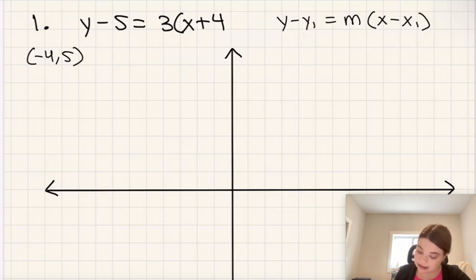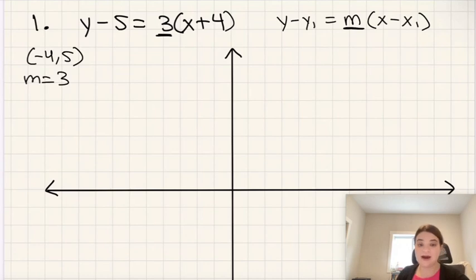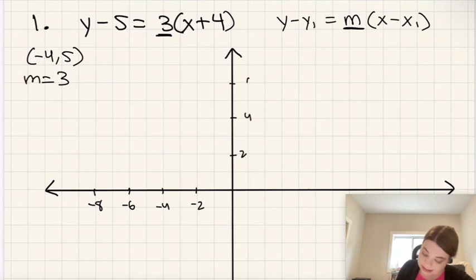And what about the slope? What is the slope in this case? Well, slope is the value right here. It's 3. So now let's get into graphing this. I'm going to label a couple of my points here: -2, -4, -6, -8, 2, 4, 6, 8, like that. So -4, 5 would be right here. So let's plot that point. And the slope is 3. So that means that we go over 1 and up 3.